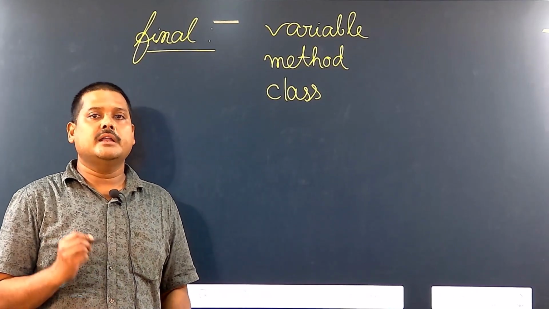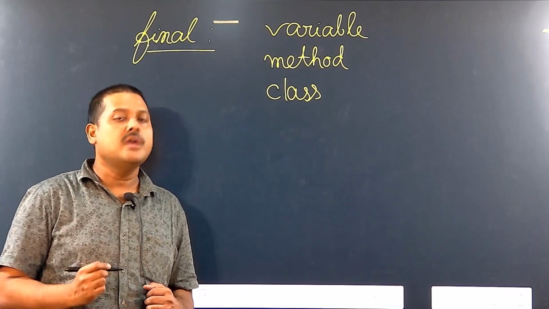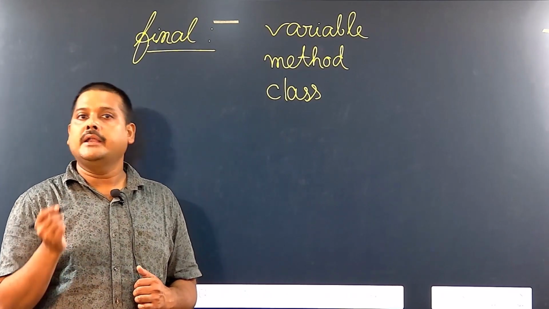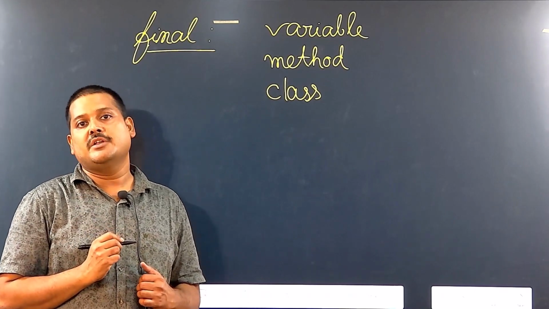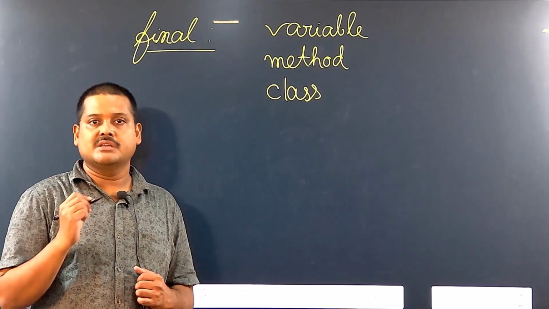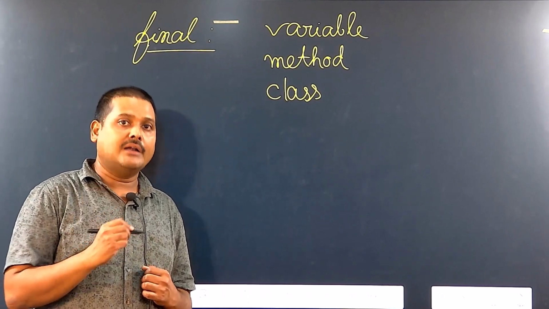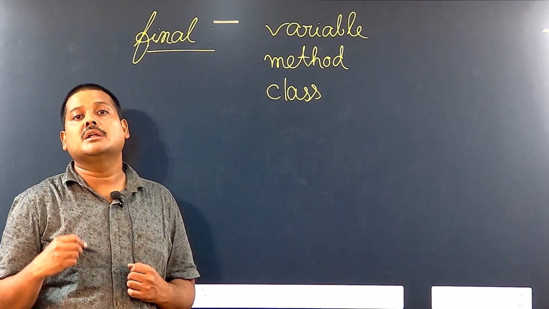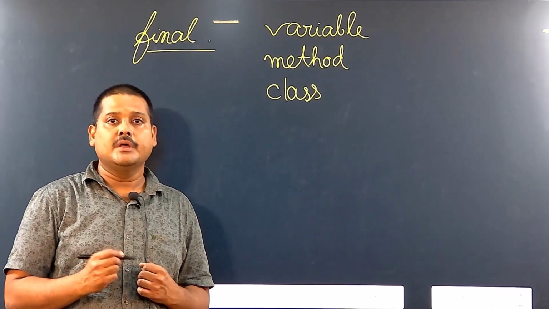In Java there are different non-access modifiers or non-access specifiers. Final is a keyword and it is also one of them. So, when this non-access modifier is used with a variable, a method, or a class, what are the different behaviors that will reflect with them? Let us have a look.